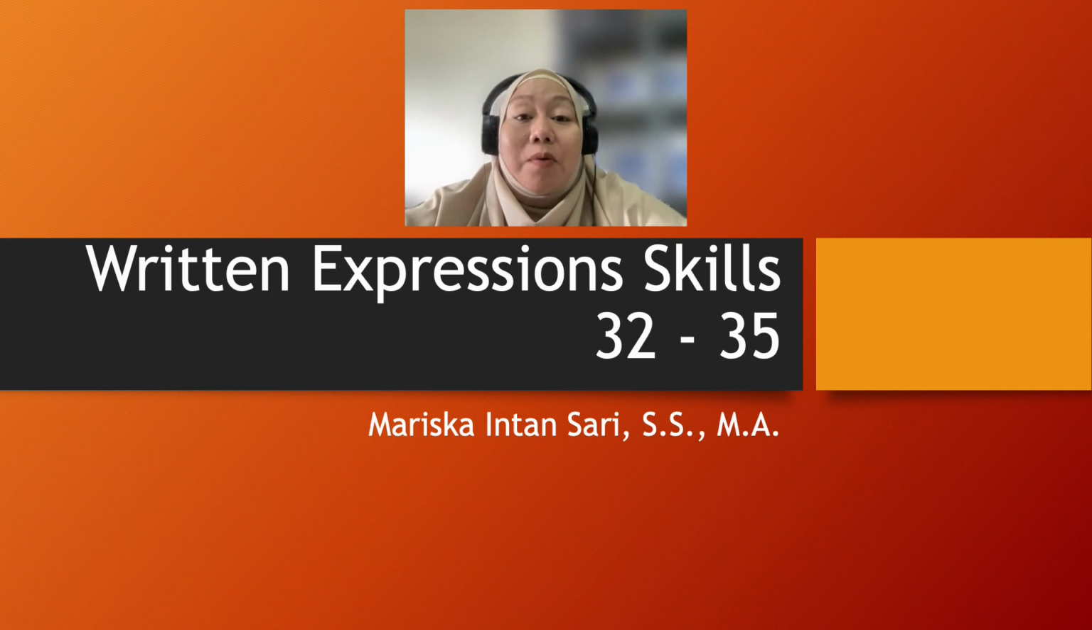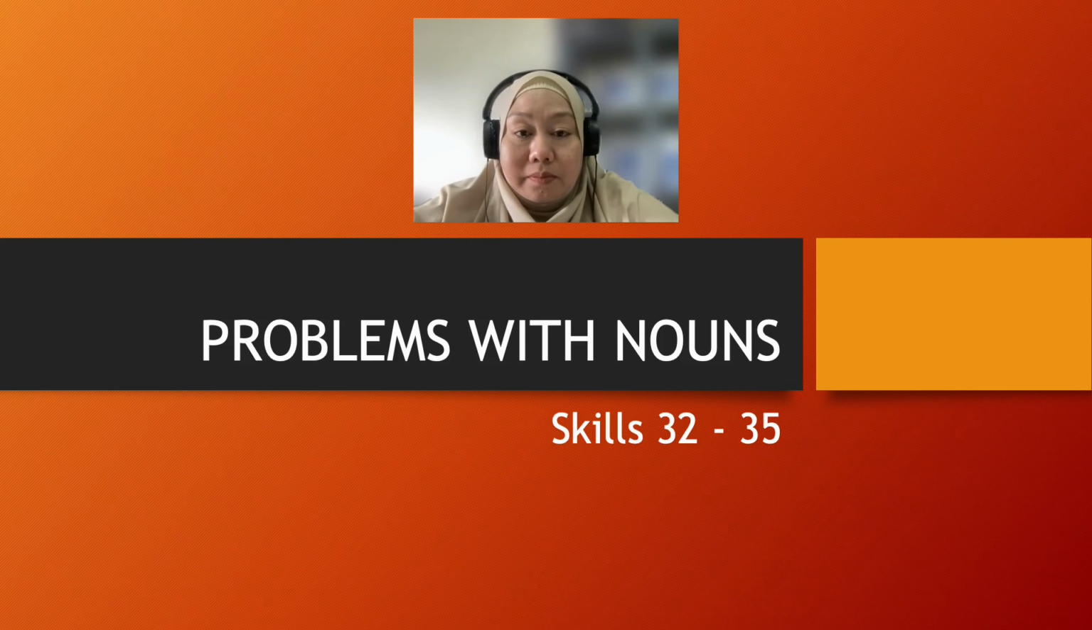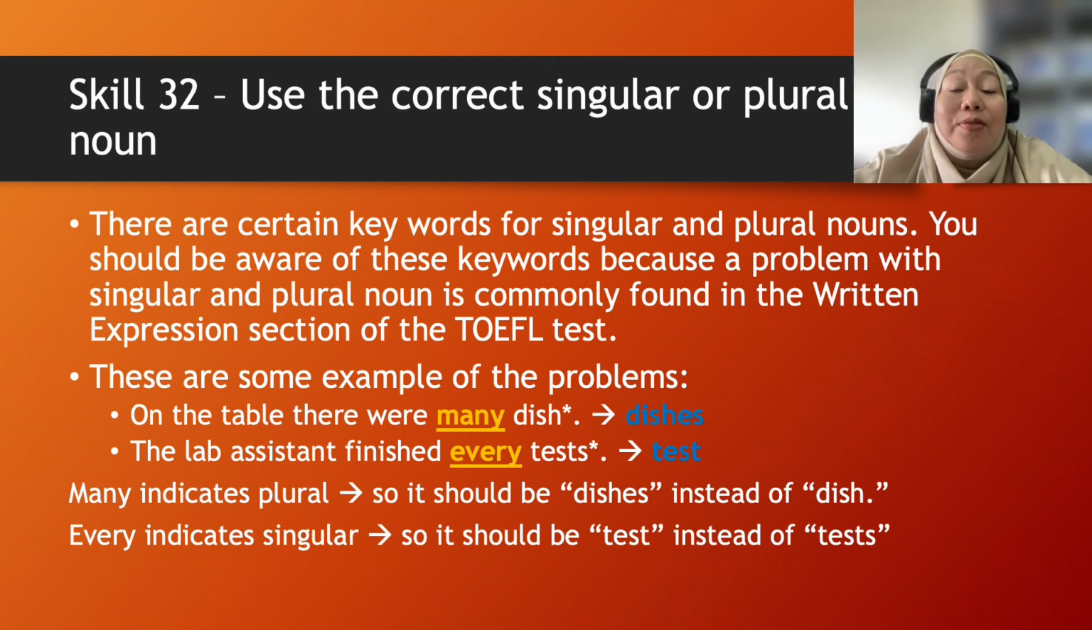Today we are going to have our 11th meeting, which is done asynchronously. And our topic today is on written expression skills 32 to 35. These skills deal with problems with nouns. So we are going to cover skills 32 to 35. All right, the first one is skill 32, which is using the correct singular or plural noun.